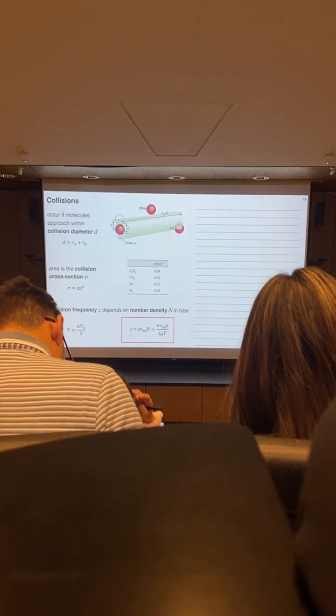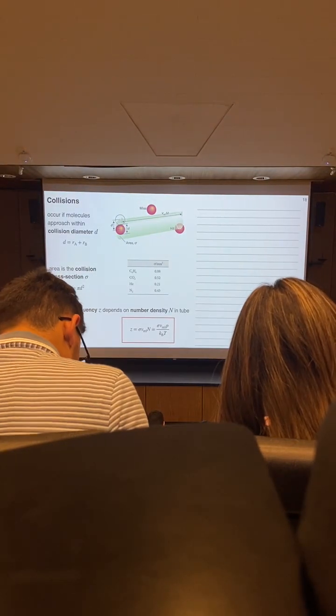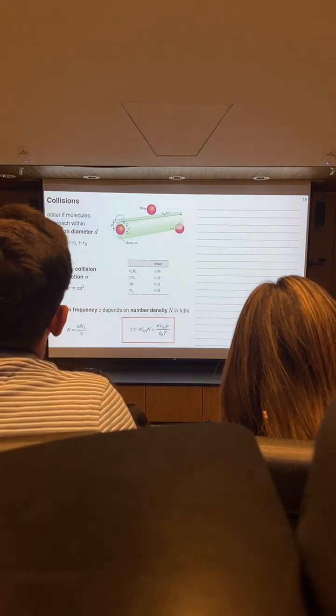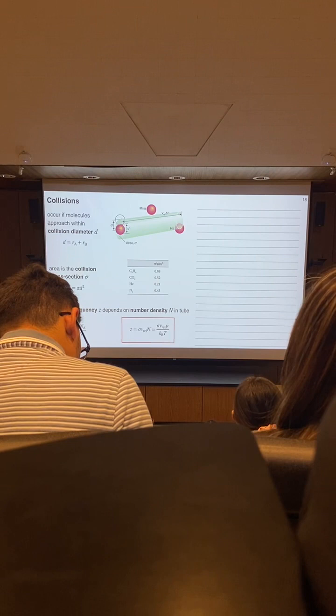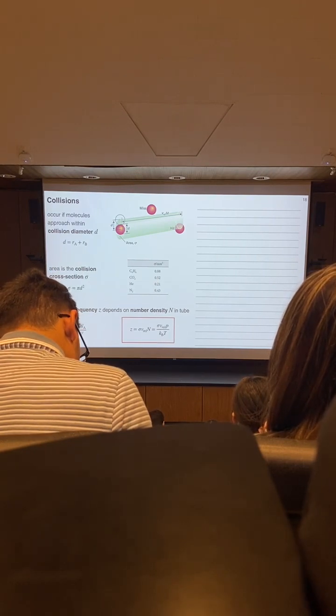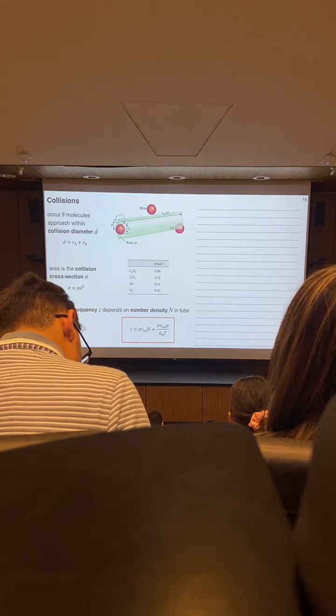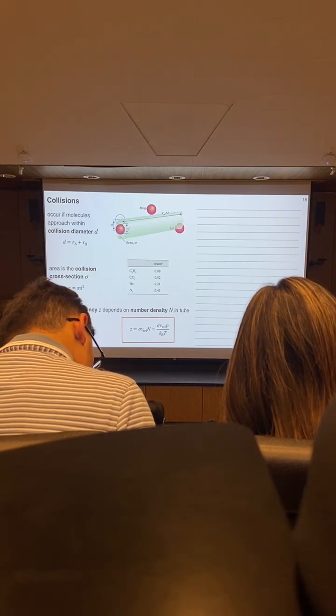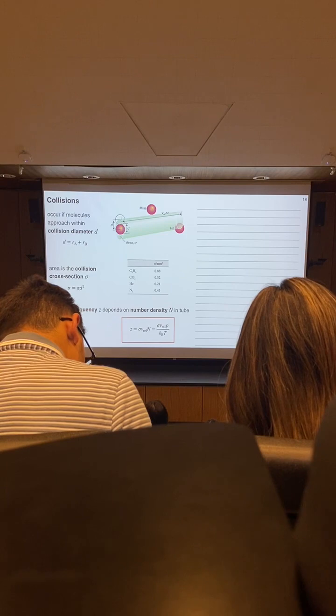The last thing we wanted to talk about was the frequency with which collisions happen in gases. This is going to be important for a bunch of reasons. Molecules, as they bounce around, are going to collide with one another, basically if they get close enough to touch. And by touch, I mean a molecule will collide if they approach within what's called the collision diameter.